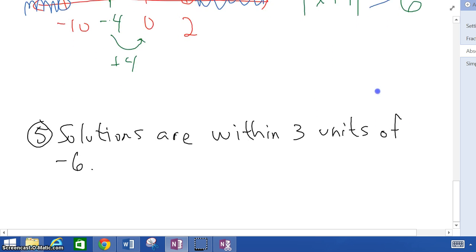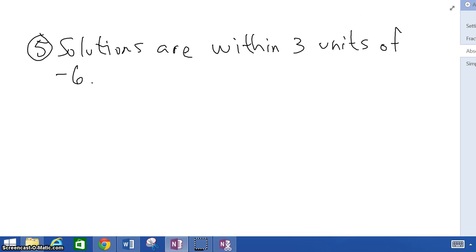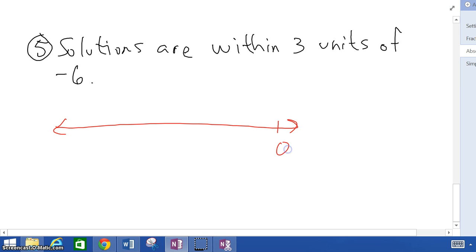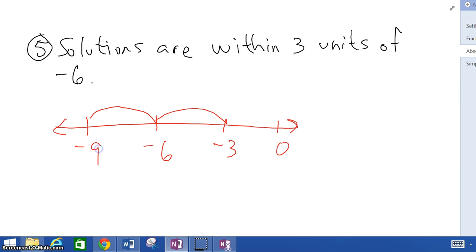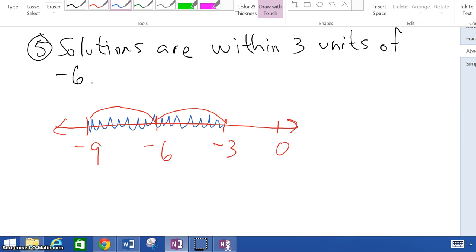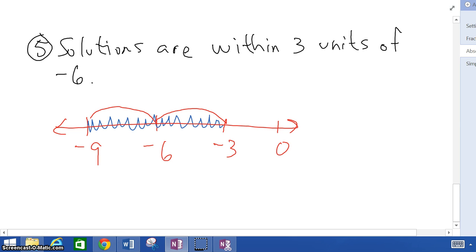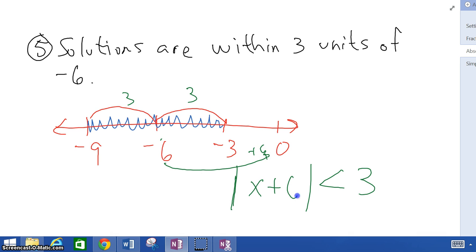Okay. Last example for this video. Solutions are within 3 units of negative 6. So, here's my number line. There's negative 6. Solutions are within 3 units, so I go 3 units this way, 3 units this way, and they are within that, which means we get right here. This is an "and" situation, so I know that it's going to be less than. My distance here is 3, so it's going to be less than 3. And inside my absolute value, it takes 6 to get back, so x plus 6.